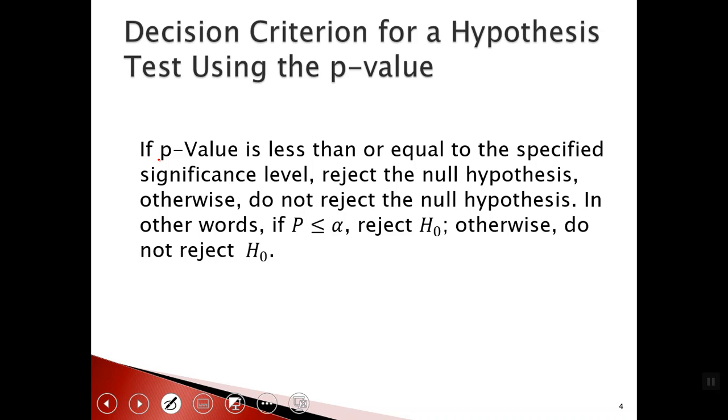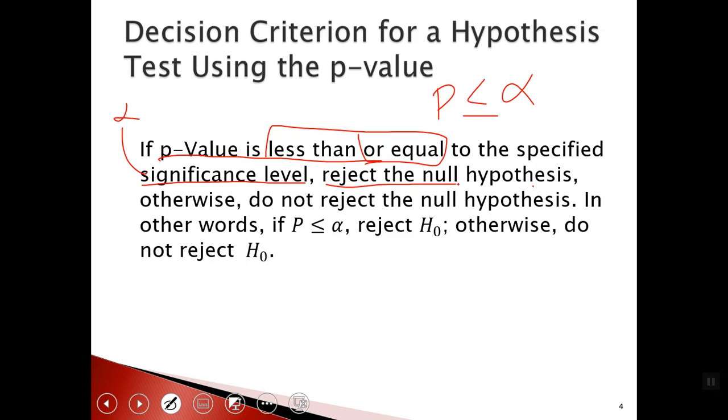So if the p-value is less than or equal to the specified significance level, which means alpha, so your p-value is less than or equal to alpha, what do we do? We reject the null hypothesis. Otherwise, we do not reject our null hypothesis. Clear?